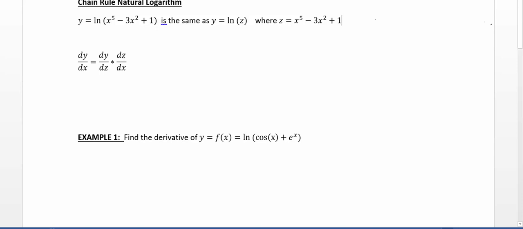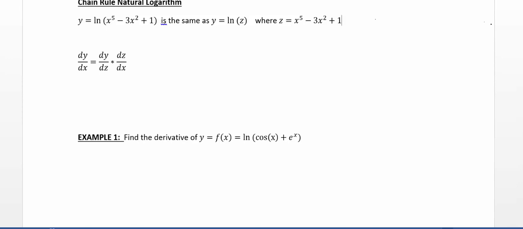Chain rule for the natural logarithm. So remember before, when we talked about the natural log of x, we had one straightforward derivative, which was 1 over x. Now, if we have a function more complicated than that, we have to go with the chain rule because now we have a composite function.